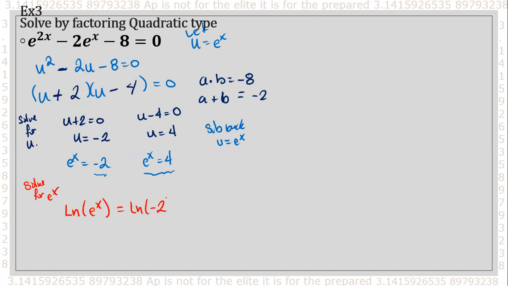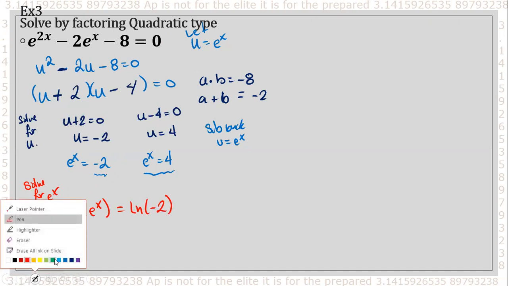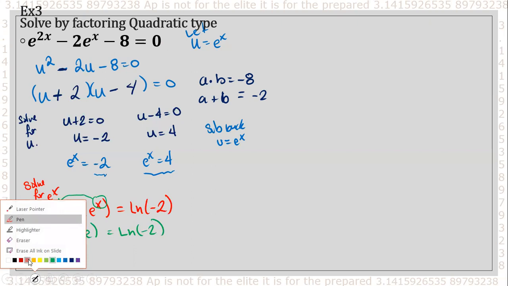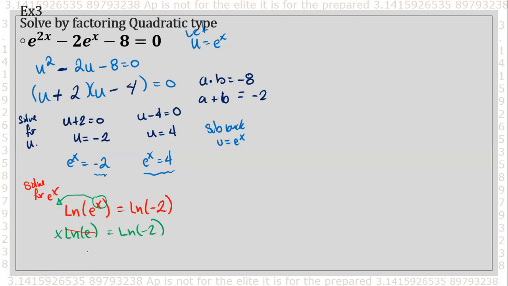And that gave me this right here. Keep in mind that we have an exponent, and because of the power rule, I can bring it to the front. x ln of e is equal to ln of -2. So from here, I get to see my identities. All of this was equal to 1, I'm sorry, ln of e equal to 1. So x is equal to ln of -2.